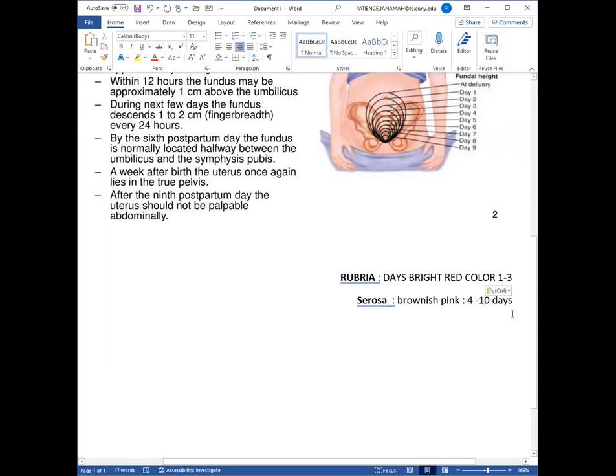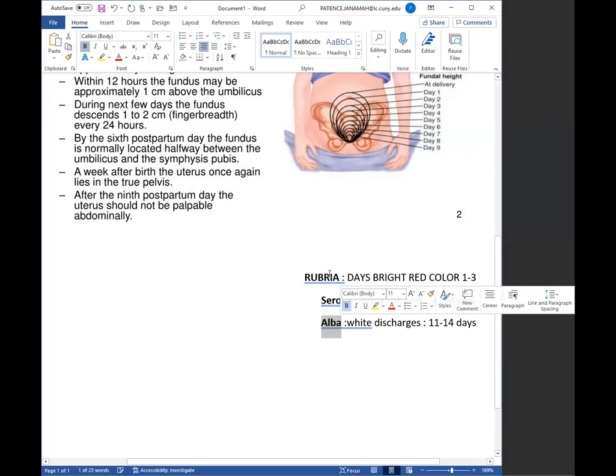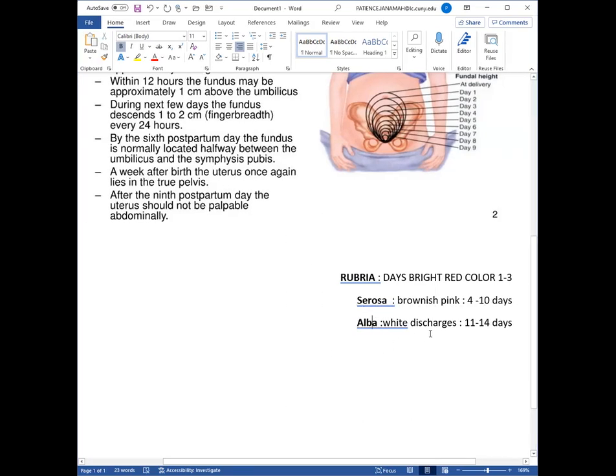Let's talk about alba. Alba is white discharge, and this one will occur from the 11th to 14th day after delivery. All these things happen after childbirth. So we have lochia in 3 types: rubra, serosa, and alba, over 14 days.